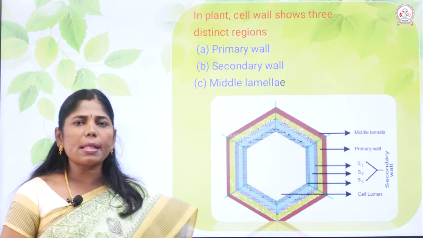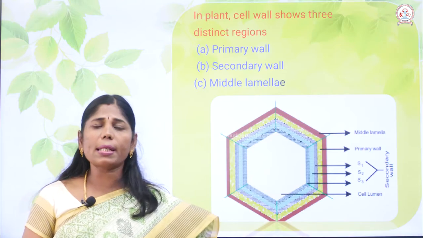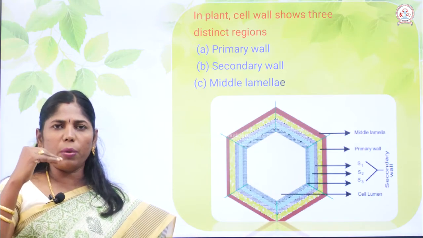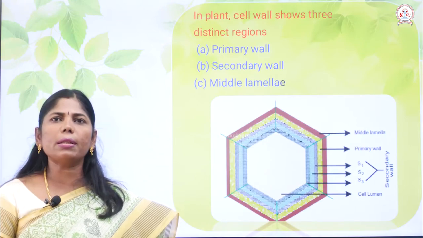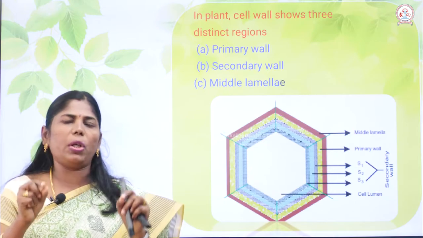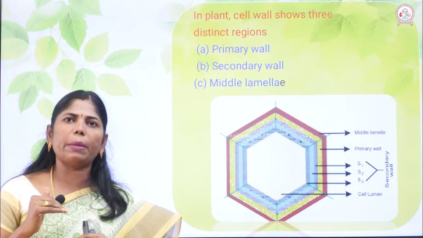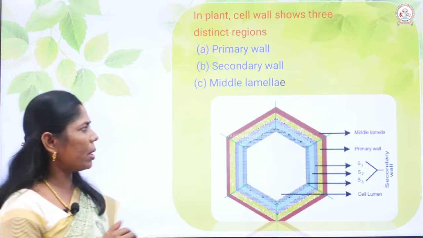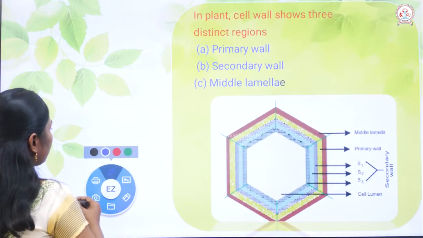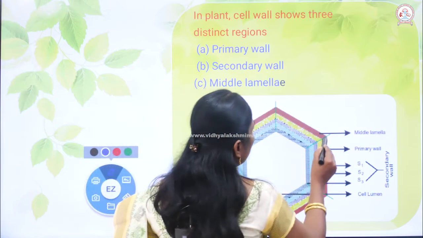So how many layers are in the cell wall? Actually the cell wall consists of 3 layers. One is the primary wall, another one is the secondary layer, and the third one is the middle lamellae. The middle lamellae is present in the middle region. On either side we can see the primary wall and secondary wall. You can see the structure. So here the middle lamellae is present.